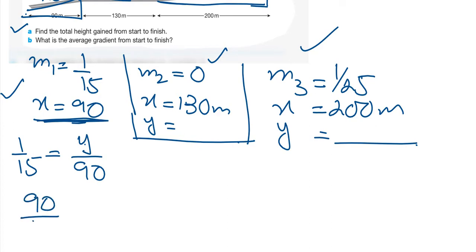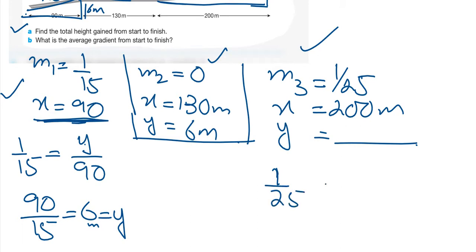So just move 90 over there, and we got 6. So we have 6 meters over here too, and you know that it has crossed 6-meter height. This is the total 6-meter height that it has gained. All right, now we have to do this part.